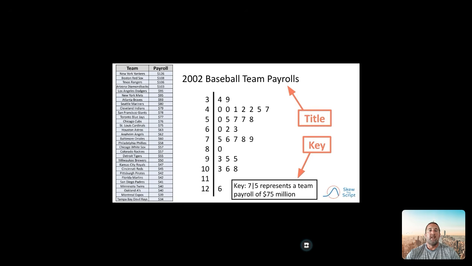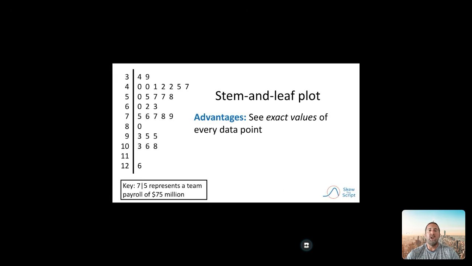Note that if asked to make one of these plots in the AP exam, you should make sure to include both a title and a key. The key advantage of a stem and leaf plot is you get to see the exact values of every data point in ways that might be a bit more difficult in a dot plot or in other kinds of plots. However, a disadvantage is, again, that they can be overwhelming to look at for larger data sets.